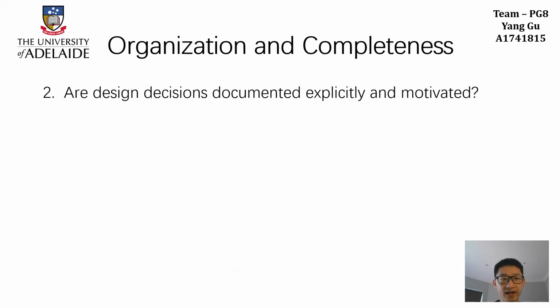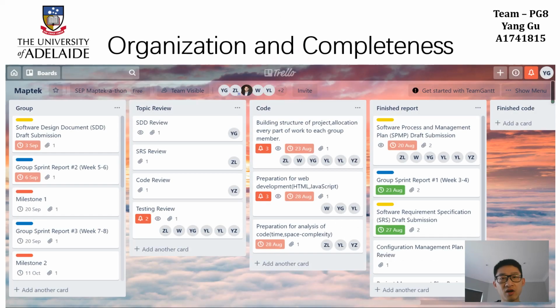The next question is: are design decisions documented explicitly and motivated? We use Trello to record our decision process. Before we make a decision, we discuss within the group and also with our leader, Mr. Sebastian, and once everyone approves the design, we record it in Trello to help us keep track of the progress.